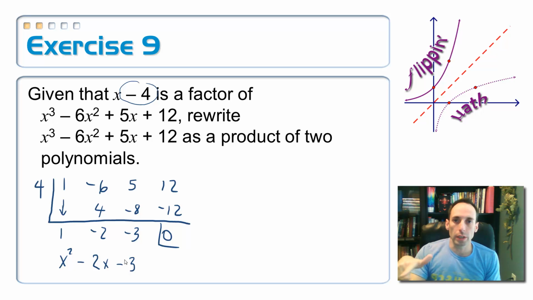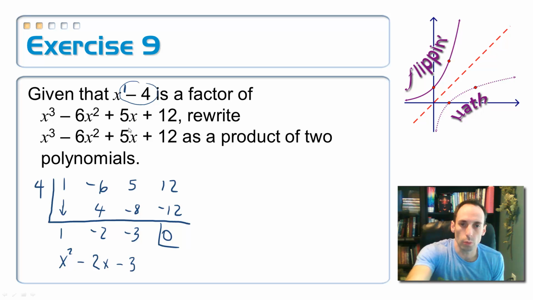Notice that the degree of the answer goes down by 1 each time, right? The reason why is because we're just dividing it by x, essentially, so it's just subtracting 1 from the original degree. Whoa, I wasn't done with that.